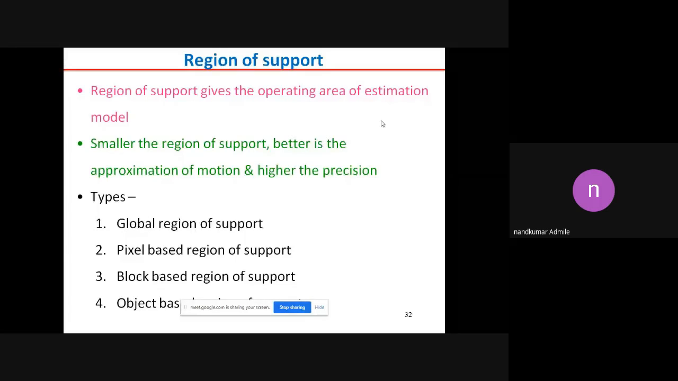In the earlier lecture, we started with unit number 7. So we discussed what a motion is and what the motion estimation criteria are. In the 7th unit, again we have to study two important points: one is the region of support, and another is the various algorithms for motion estimation.